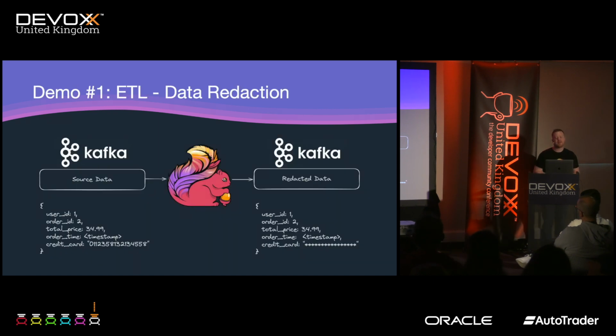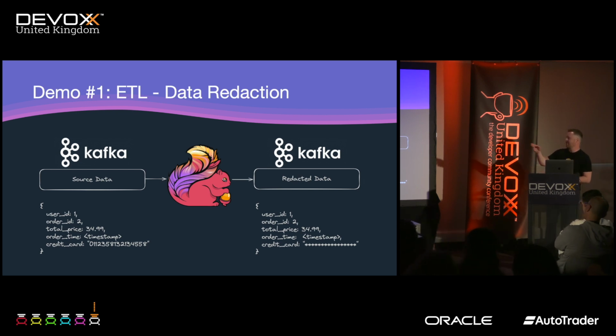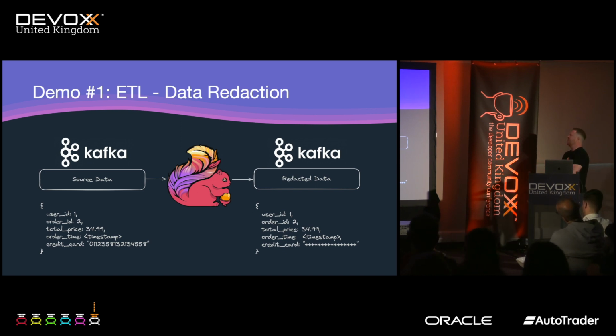Okay, now let's look at an example and I'll show you how it actually works. In this example, we're going to do a simple, I guess, ETL type example. We're going to spin up a Kafka cluster with two topics, source data and redacted data. We're going to push through some order data. You can see that this order data unfortunately has credit card numbers, so we want to redact that data. We're going to replace it with a bunch of asterisks and write it into the destination Kafka topic.